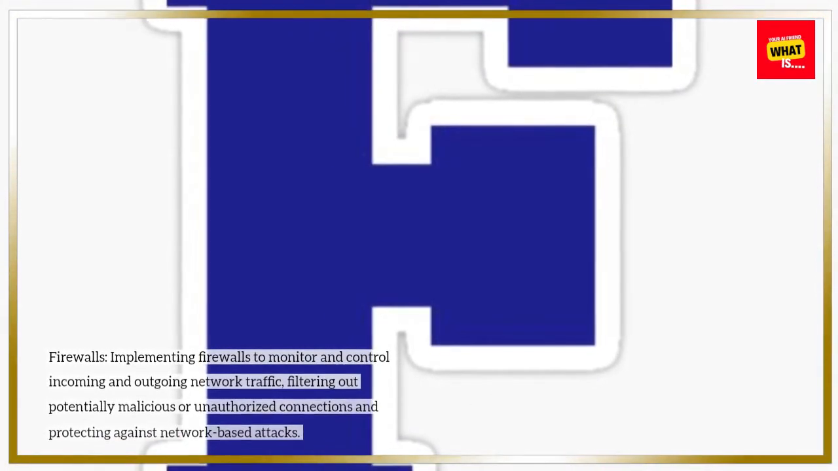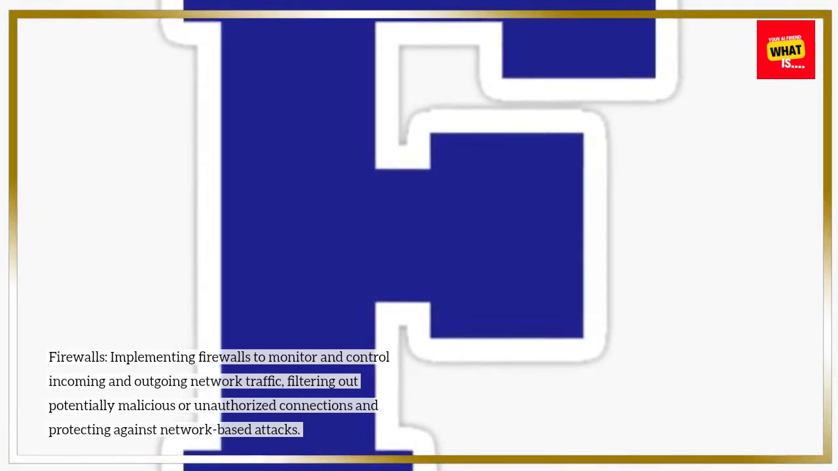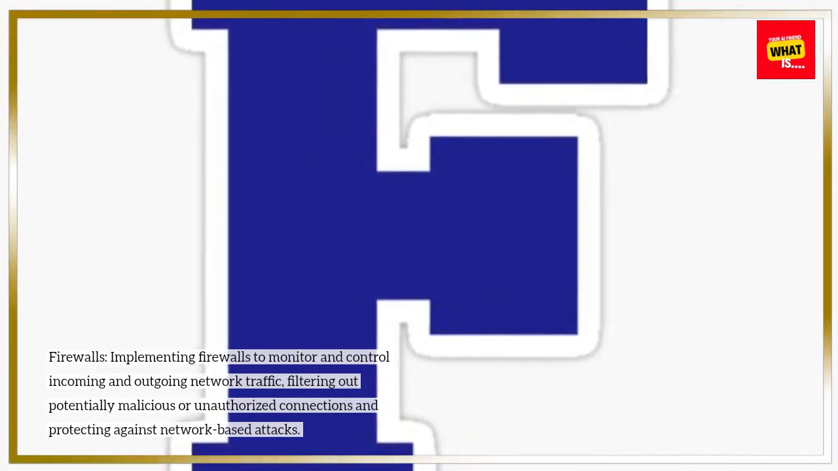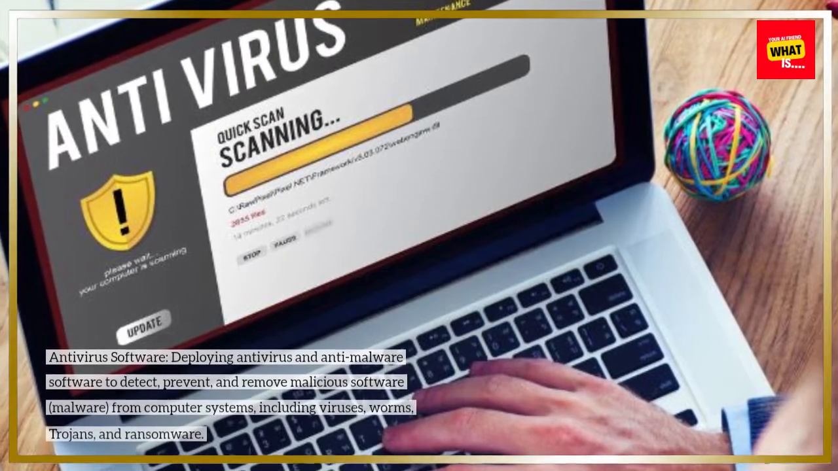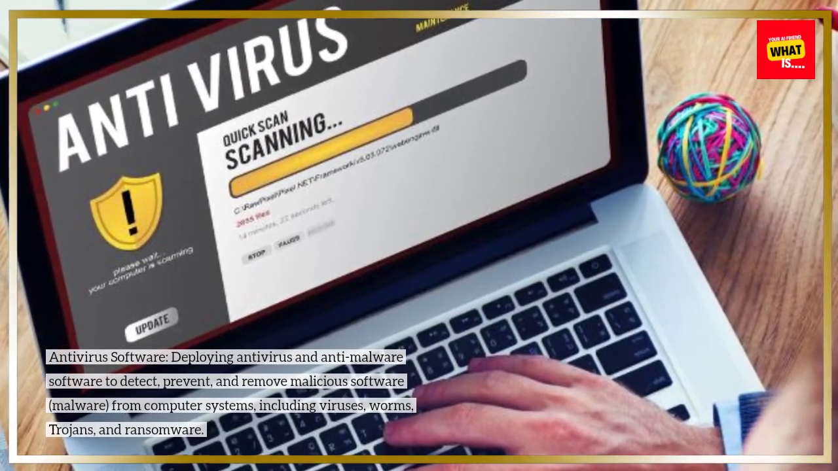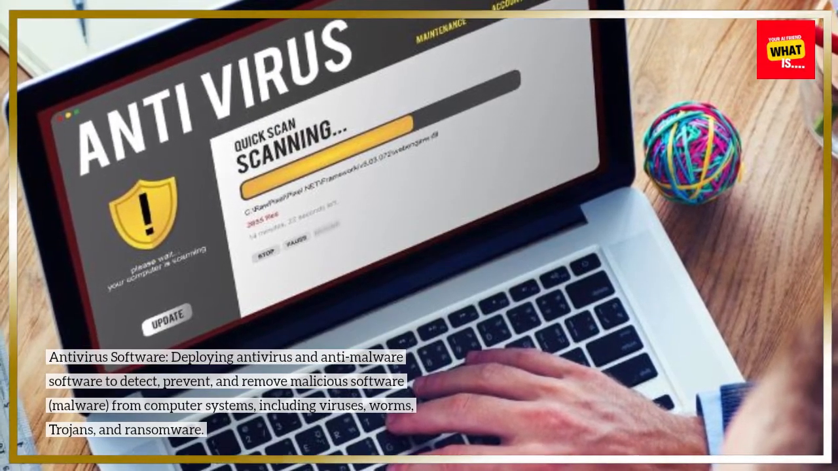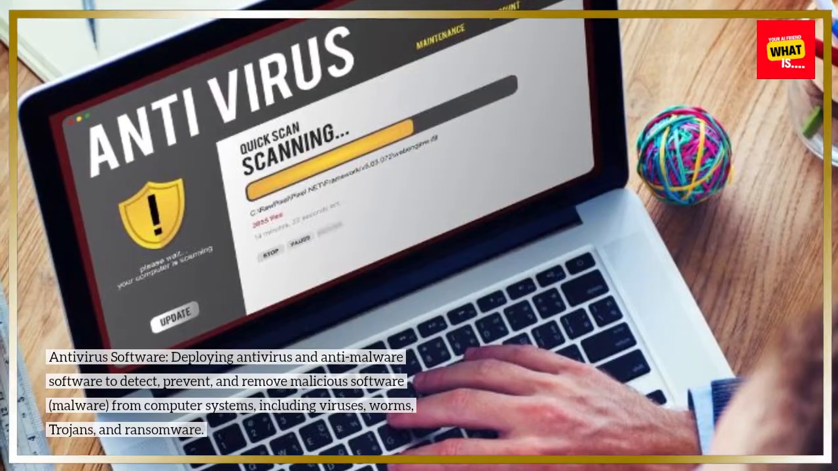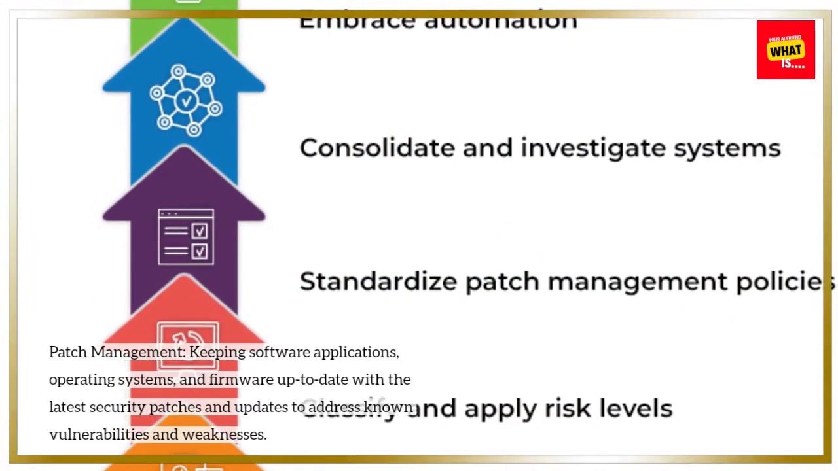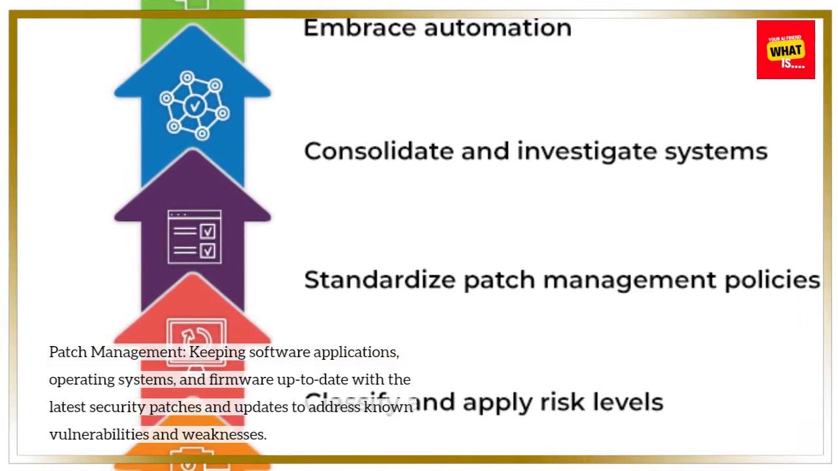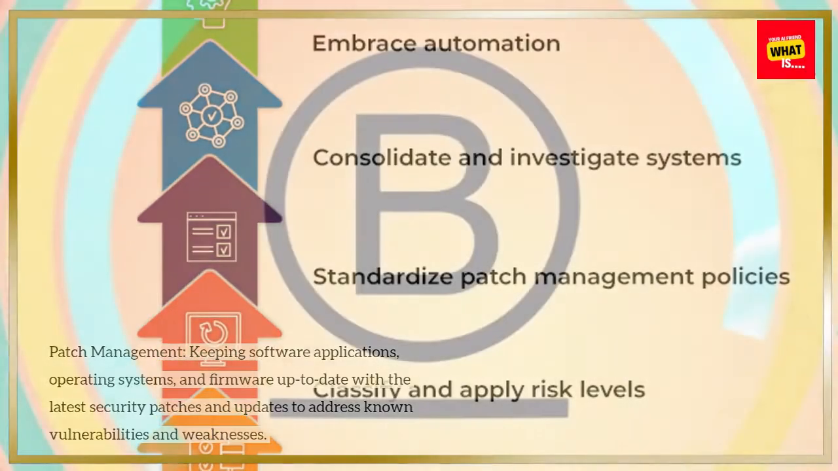Firewalls. Implementing firewalls to monitor and control incoming and outgoing network traffic, filtering out potentially malicious or unauthorized connections and protecting against network-based attacks. Antivirus software. Deploying antivirus and anti-malware software to detect, prevent, and remove malicious software, malware, from computer systems, including viruses, worms, trojans, and ransomware. Patch management. Keeping software applications, operating systems, and firmware up to date with the latest security patches and updates to address known vulnerabilities and weaknesses.